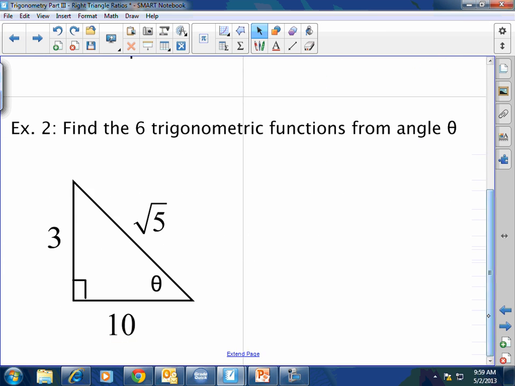This is just baby steps so far. Here I give you all the sides. Find the 6 trigonometric functions from angle theta. Okay, so from here, let's again do this. And guys, little hint: do not rationalize until the end.